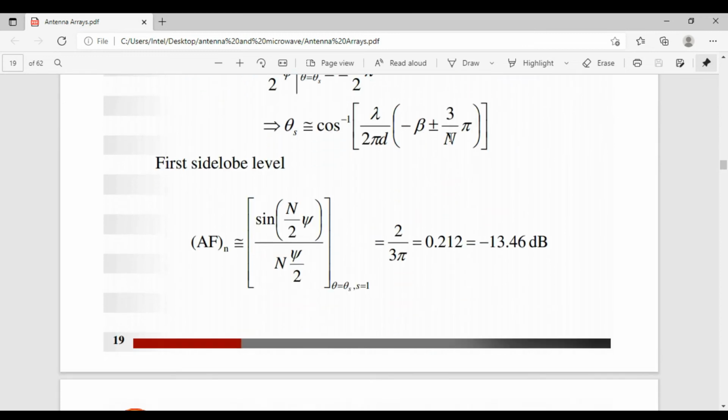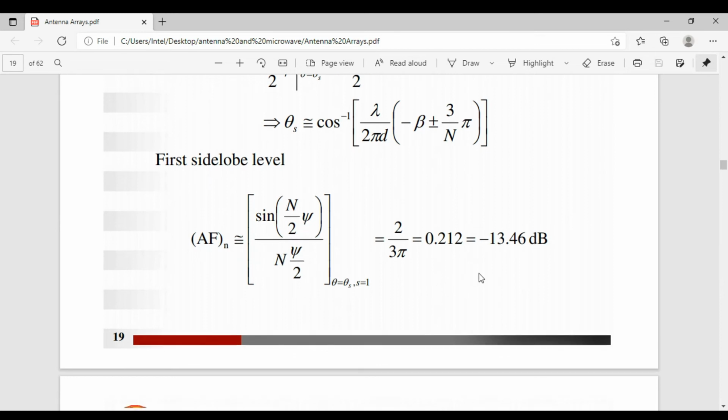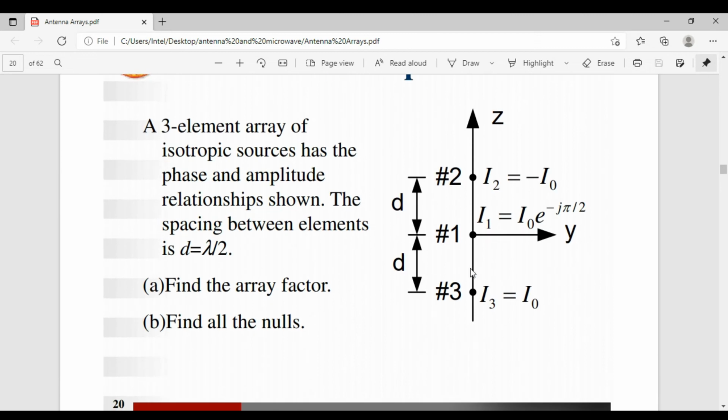So when we are substituting the N value, the number of elements present, we can automatically find the value of theta. d is the spacing between elements. Okay. So this is the array factor, sin(N psi/2) divided by N sin(psi/2). This is the array factor in dB.